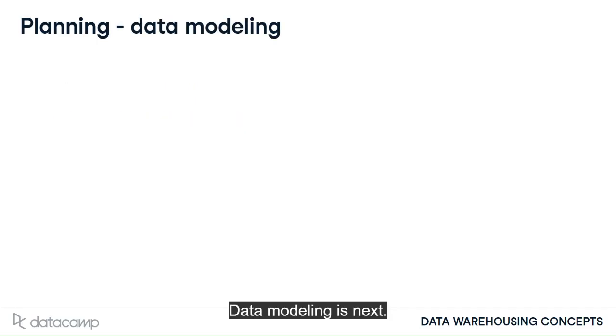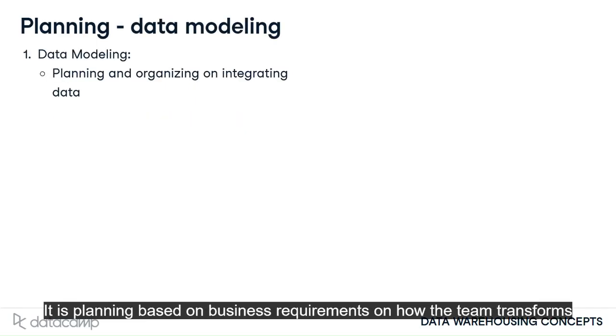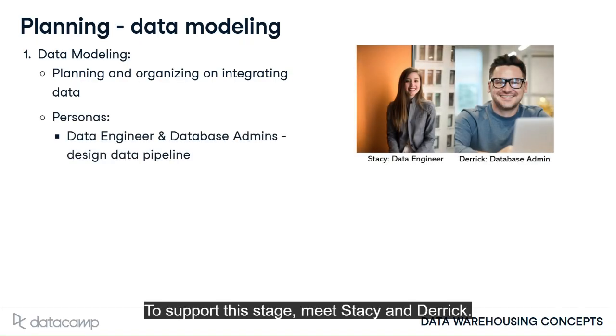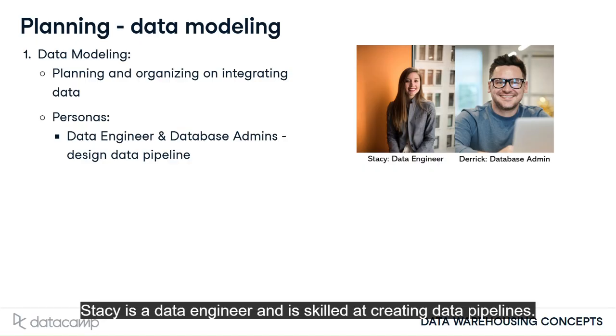Data modeling is next. It is planning based on business requirements on how the team transforms data from the different input sources and integrates it into our data warehouse. Crucial is that the team understands and links the relevant data sets. To support this stage, meet Stacy and Derek. Stacy is a data engineer and is skilled at creating data pipelines.